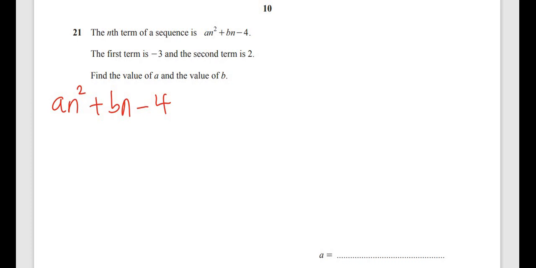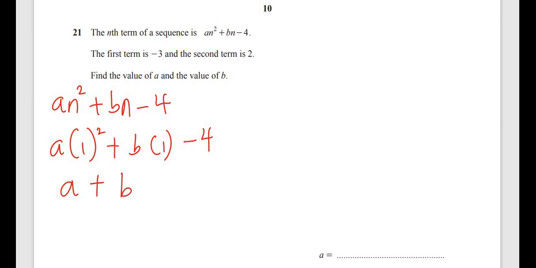So the first term means that the value of n is 1. So what we just need to do is to substitute n with 1. That would be a multiplied by 1 squared plus b times 1, then minus 4. This is equal to a, that is 1 squared is 1 times a is just a, then b times 1 is just b, then minus 4. That should be equal to the first term, which we are told is minus 3.